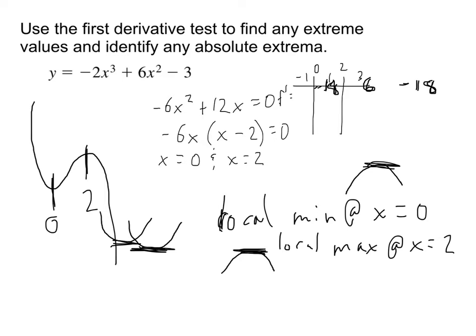If you just think about this graph, it is a cubic function and it's negative, so it goes down, up, down, which there at 0 we'd have that. Here at 2 we'd have that value. Yep, so a local minimum and a local maximum.